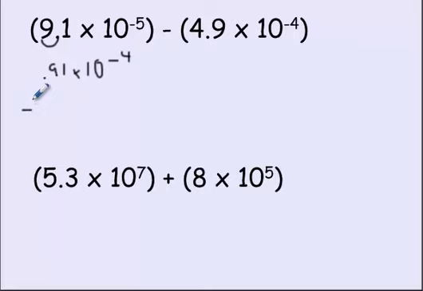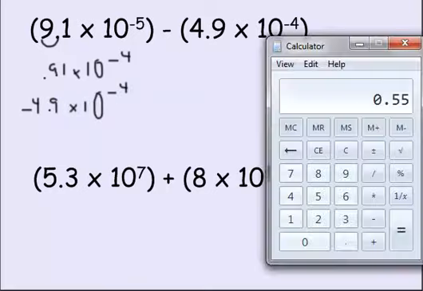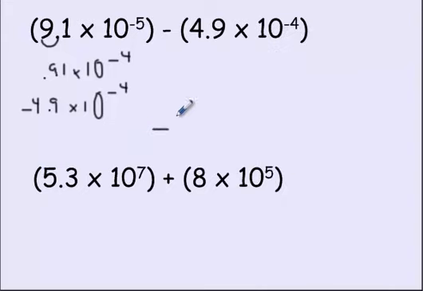then minus 4.9 times 10 to the negative 4. So we actually can do this with our calculator then. So 0.91 minus 4.9 gives you negative 3.99. And when you're subtracting these powers, it's kind of like subtracting fractions. The denominator stays the same. Same thing with these. The power stays the same when you subtract. So you need to follow that as well. So you just take the times 10 to the negative 4. Let me fix this here. So that's a negative right there. So there's our answer, negative 3.99 times 10 to the negative 4. We don't have to fix this at all.